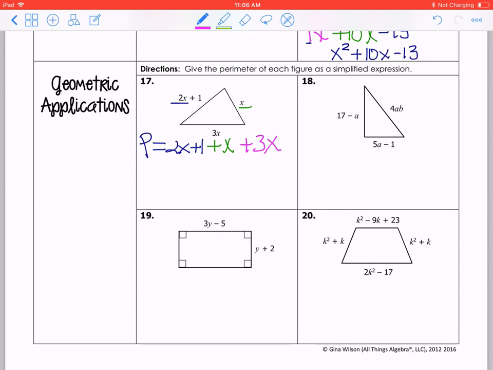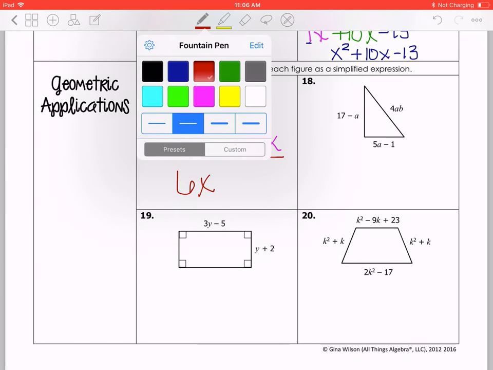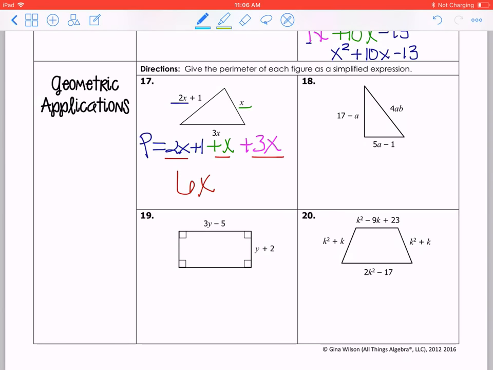Okay. We are going to combine our like terms, so 2x plus x plus 3x would give you 6x. And then the constant doesn't have anything next to it, so that's just going to be plus 1. So perimeter equals 6x plus 1.